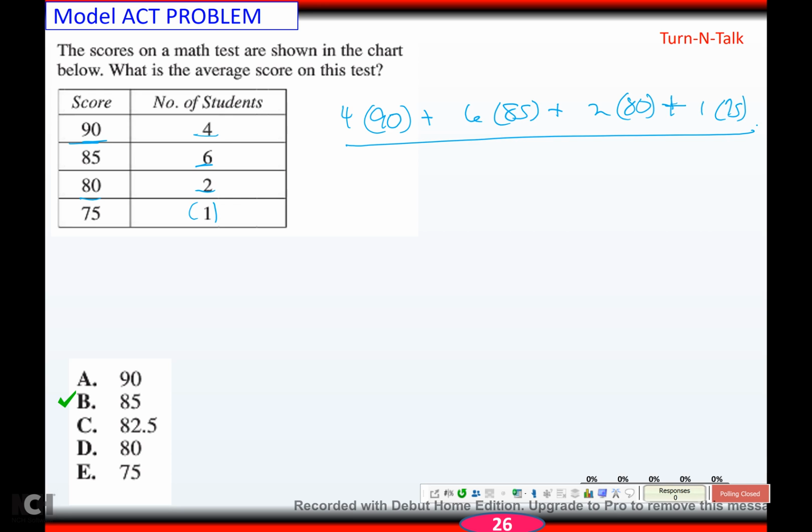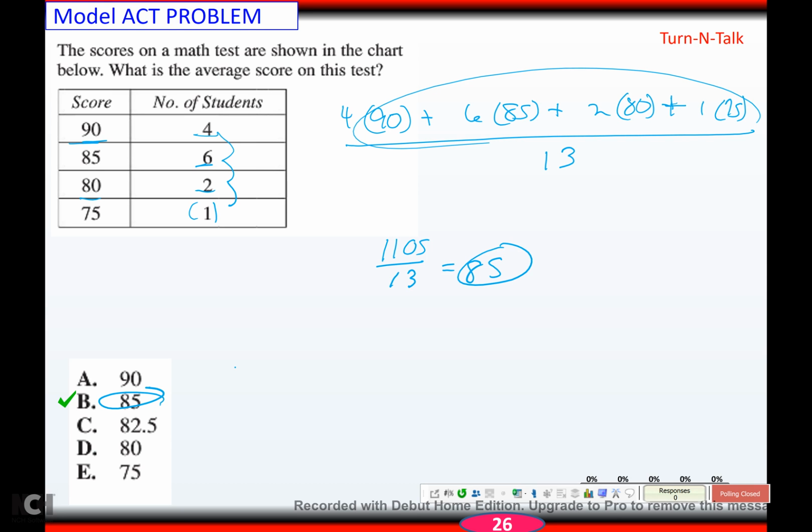Well, you had a score of 90 4 times. You had a score of 85 6 times. We had a score of 80 2 times. And we had a score of 75 1 time. And that's all going to have to be divided by how many total number of students there are, which is 10, 12, 13. So I need to divide that by 13. If you type all this in, you get 1105 divided by 13 gives me an average of 85.